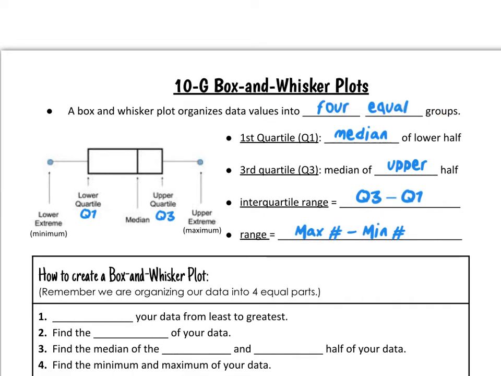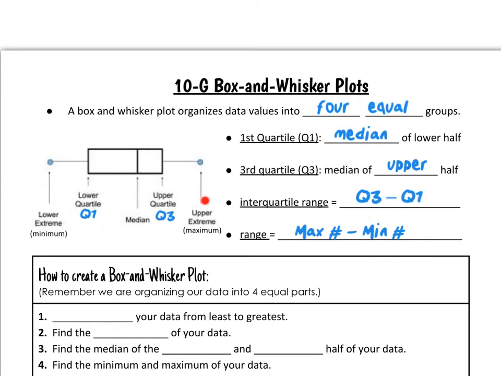Okay, and then you have a couple of vocabulary words here. First, your first quartile, or I abbreviate it as your Q1. Your first quartile is the median of the lower half of your data. Then you have your third quartile, which I abbreviate as Q3. That's your median of the upper half of your data. And then we have the interquartile range, which is the third quartile minus the first quartile.